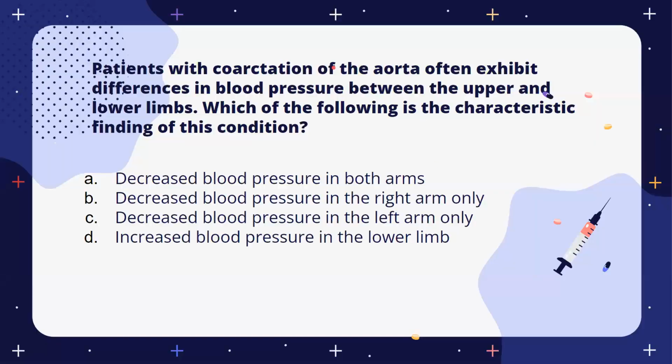Okay. Patients with coarctation of the aorta often exhibit differences in blood pressure between the upper and lower limbs. Which of the following is the characteristic finding of this condition? Now, this is just a simple recall question. So, is it decreased blood pressure in both of the arms, the right arm only, the left arm only, or is there a higher blood pressure in the lower limb?